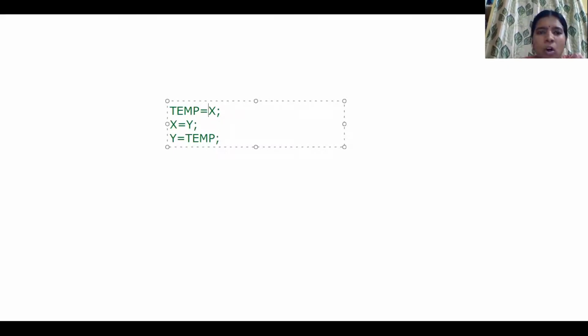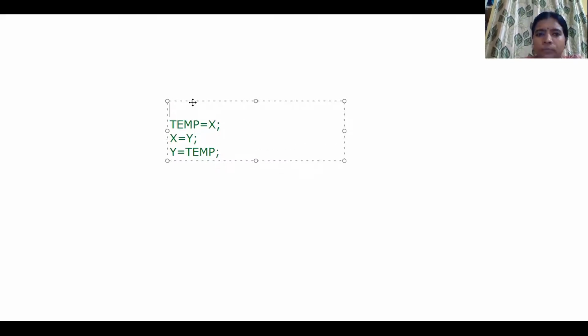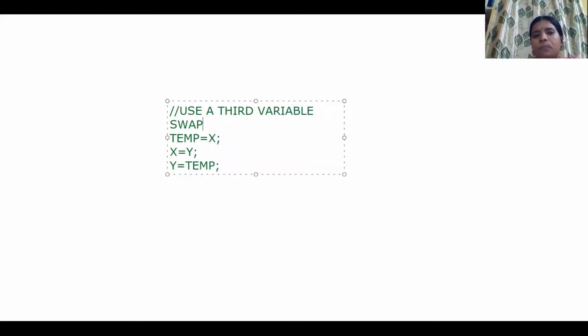So therefore, this is how you use a third variable, or people also call it using a temporary variable. You use a third variable and swap your values and swap two numbers. So this is how you use a third variable and swap your numbers.